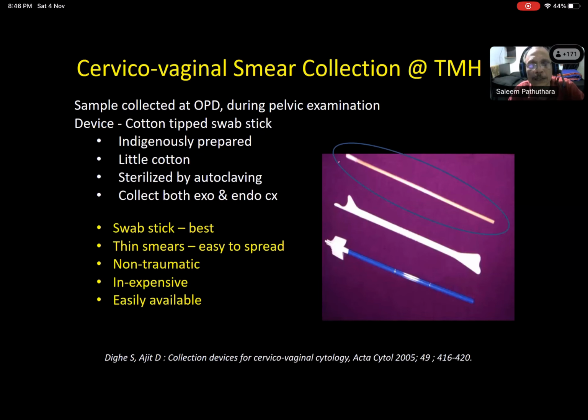Now, how are vaginal smears collected? We can use either a brush or a spatula, or we can use this soft stick. These are indigenously made small bamboo sticks with a little cotton wound over the tip, and these sticks are sterilized by autoclaving. One stick is used for one patient. This is very cost effective. This has been devised by TMH, indigenously prepared with a little cotton, sterilized by autoclaving.